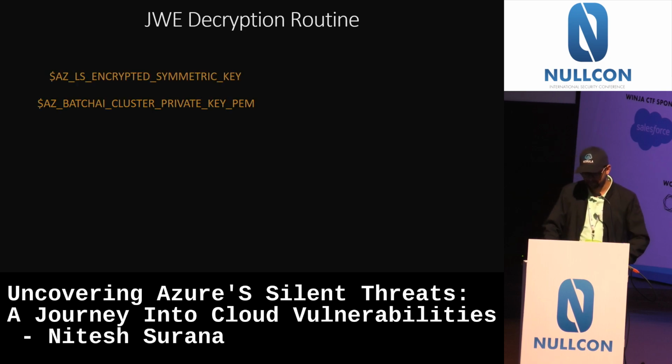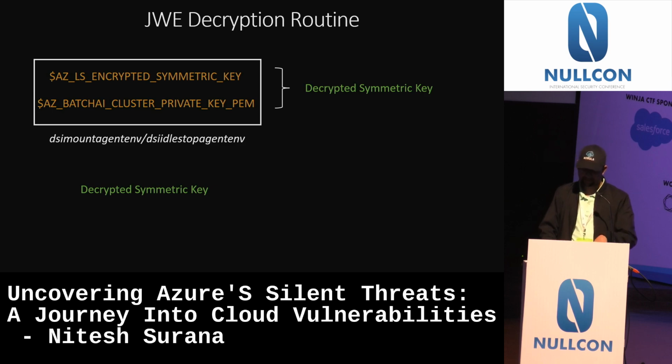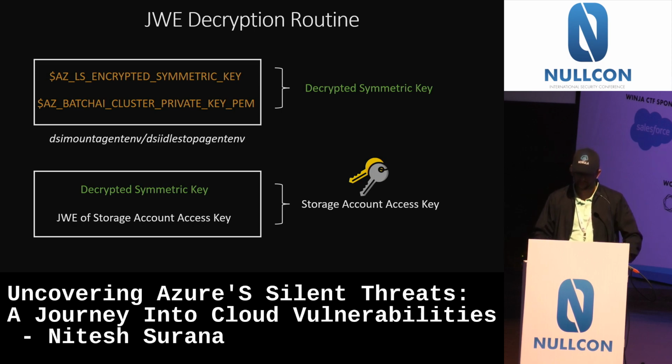So we have two environment variables. One is an encrypted symmetric key and a private key. So these environment variables are stored in these two environment variable files for the middleware agents to get the decrypted symmetric key, and using this symmetric key we can decrypt the previously encrypted JWE to fetch the storage account access key. In short, using the certificate and the environment variable files, you could fetch the storage account access key.